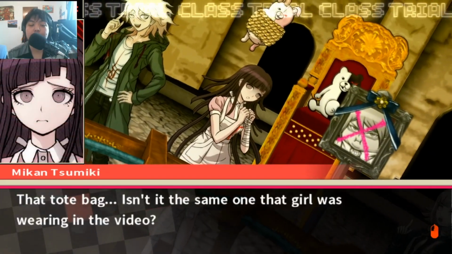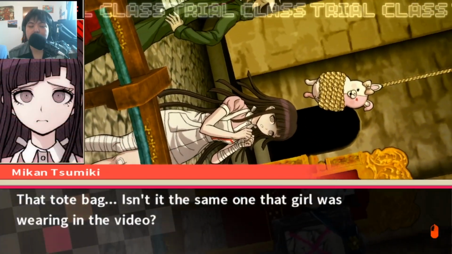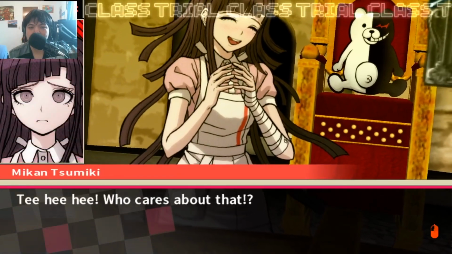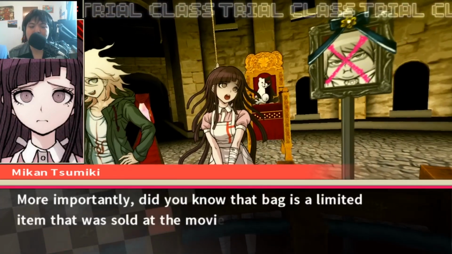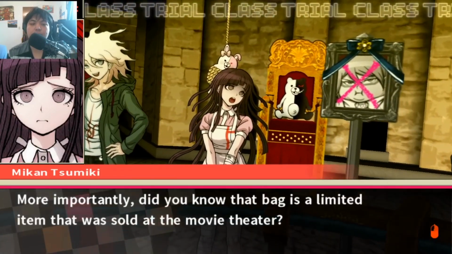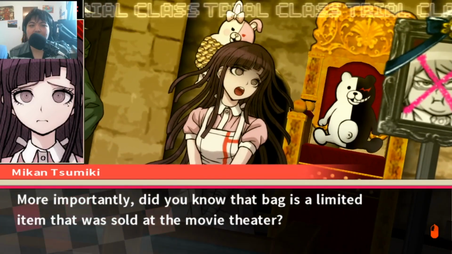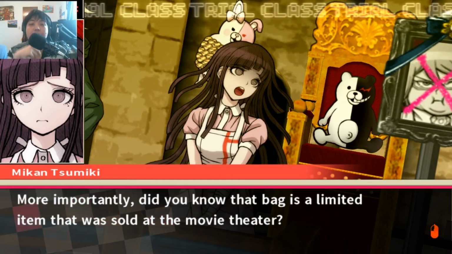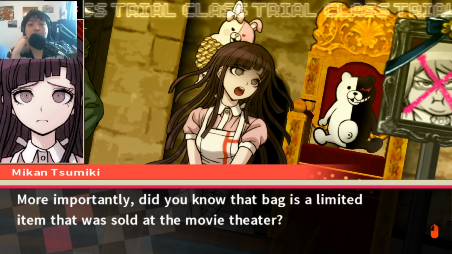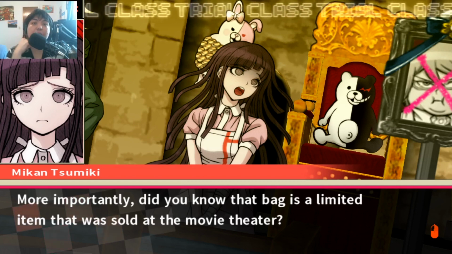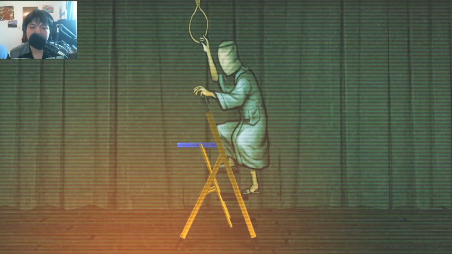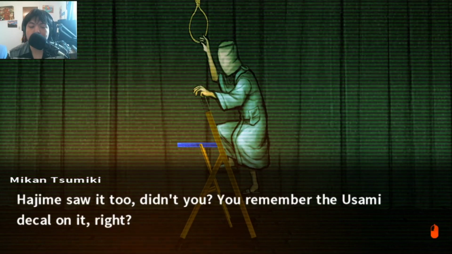That tote bag. Isn't it the same one that girl was wearing in the video? How do you know so much about that video? Who cares about that? More importantly, did you know that bag is a limited item that was sold at the movie theater? Oh, that bag, the one with the Monami's decal, is it? No, that's not it. Monokuma, I remember when Monokuma said something like, if you buy one bag, you get one for free. That's the bonus theater, is it? Hajime saw it too, didn't you? You remember the Usami decal on it, right?